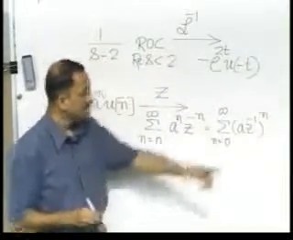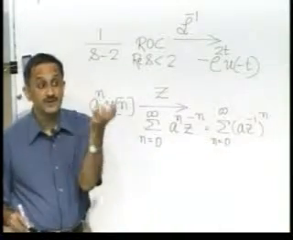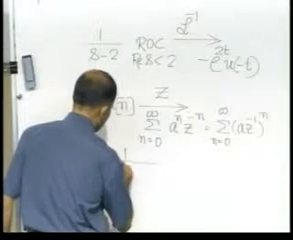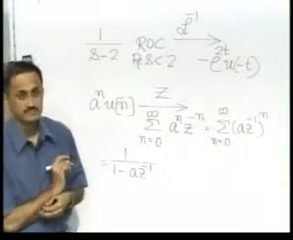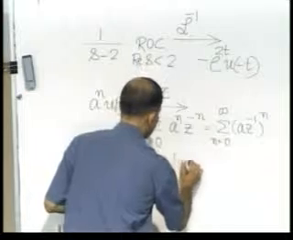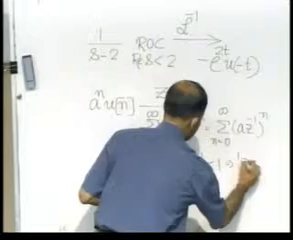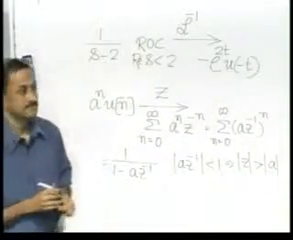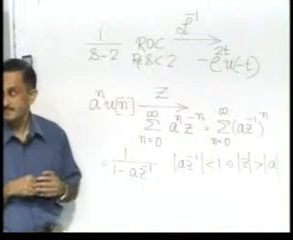And here we have a geometric progression, which would converge only if the common ratio is strictly less than 1. So, therefore, this would be equal to the sum of the geometric progression, 1 by 1 minus a z inverse, provided mod a z inverse is strictly less than 1, which means mod z is strictly greater than mod a. Is that right?